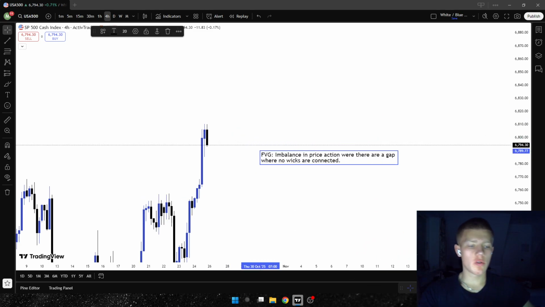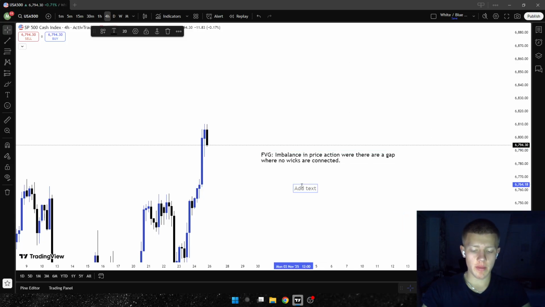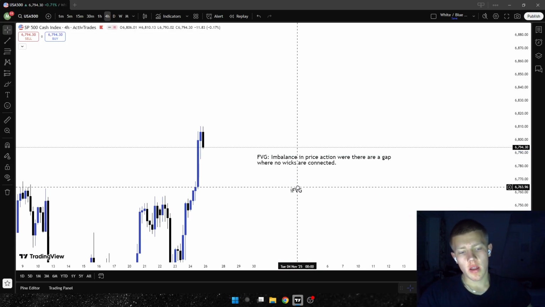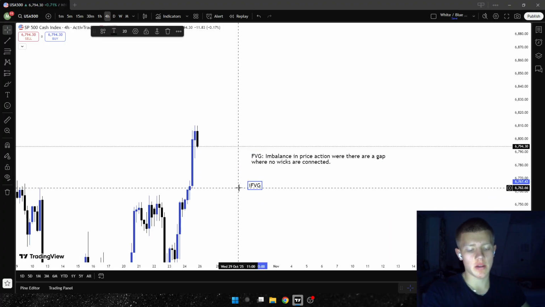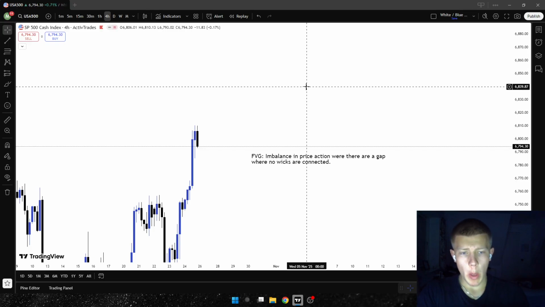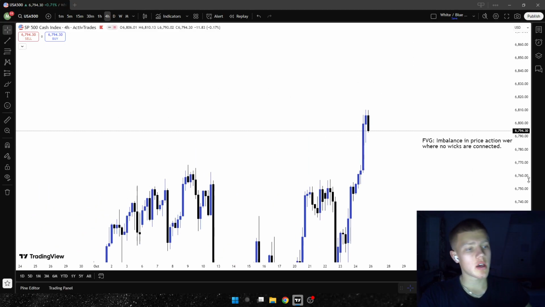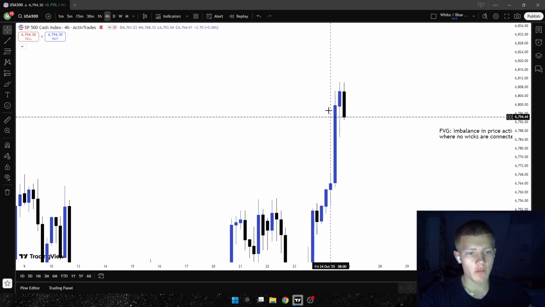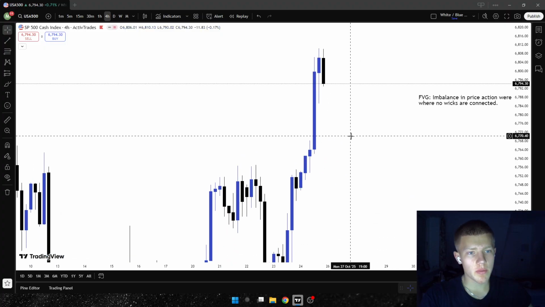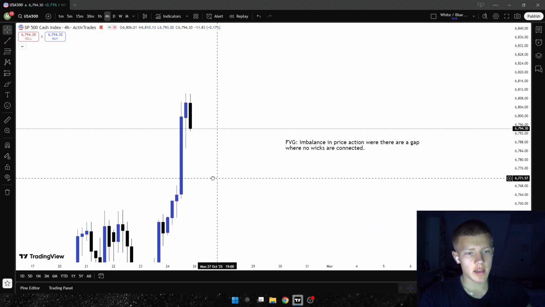So there's two different kinds of fair value gaps. There's a fair value gap, and then there's an inverse fair value gap. And in order for us to understand inverse fair value gaps, we have to know what a fair value gap is. So a fair value gap is an imbalance in price action where there's a gap where no wicks are connected. Now, as you guys can remember from one of the first videos, the wicks are like the tails of the body. So it's places where the wicks aren't connected.